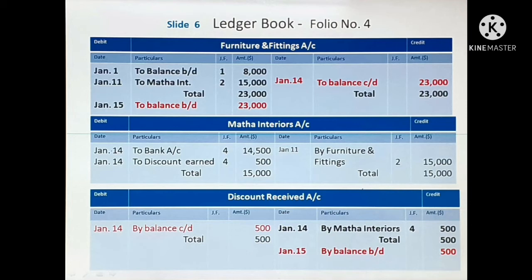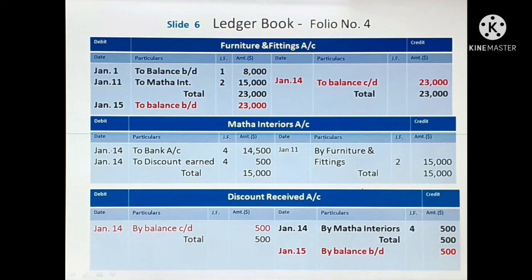Mada Interiors account is a personal account. See, it closes. The purchase from Mada Interiors comes on the credit side. By furniture and fittings $15,000. Payment done $14,500 on the debit side. Then they allowed a discount $500. That comes on the debit side, so the account closes.